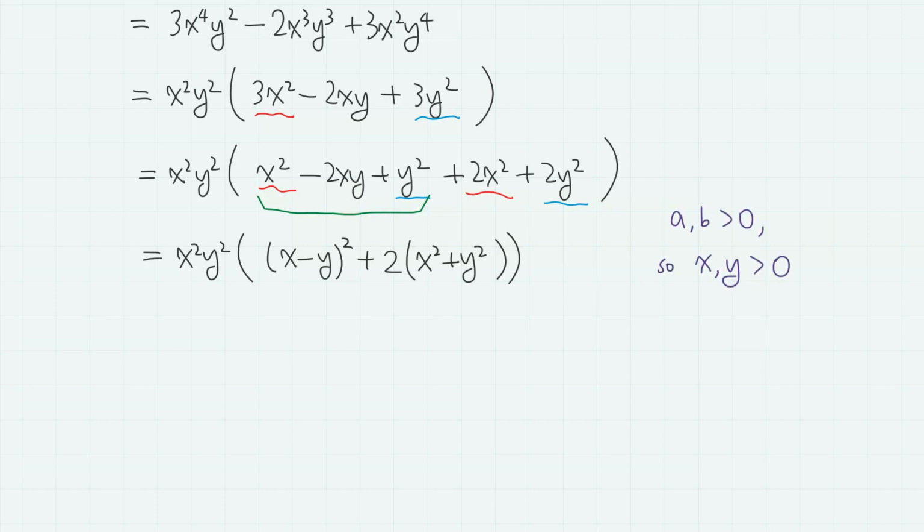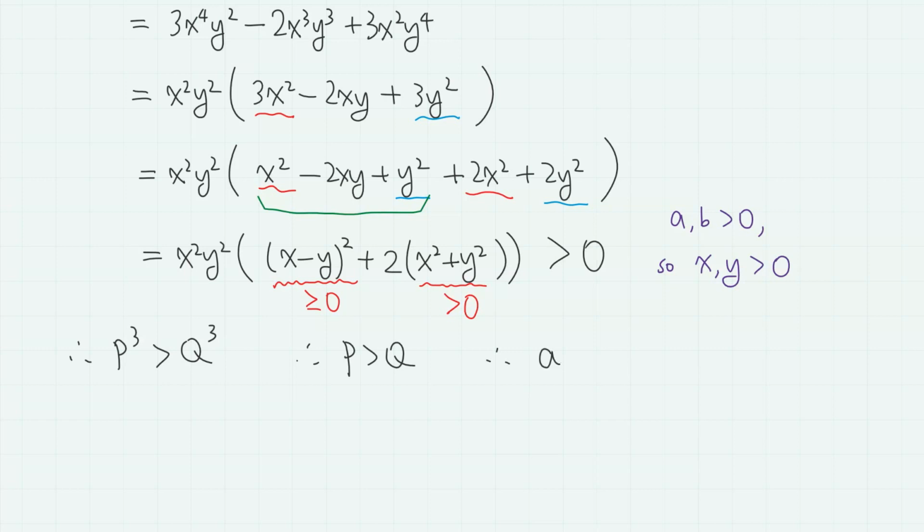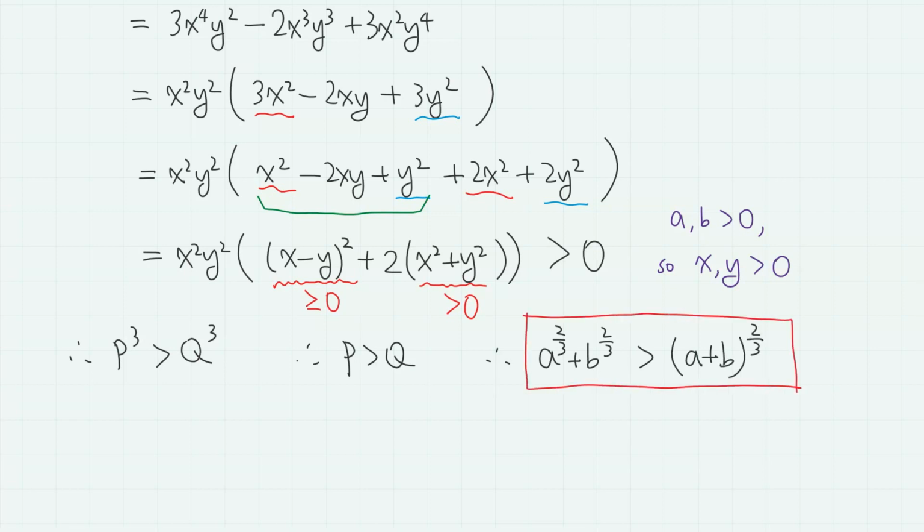Because x and y are both positive, x minus y squared is non-negative and x squared plus y squared is positive, making the entire thing positive. This means that p cubed is greater than q cubed, which means p is greater than q, meaning that a to the power of 2/3 plus b to the power of 2/3 is greater than a plus b to the power of 2/3. So this is the answer to the first problem.